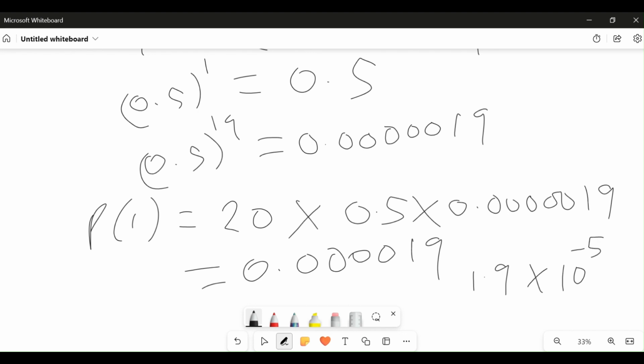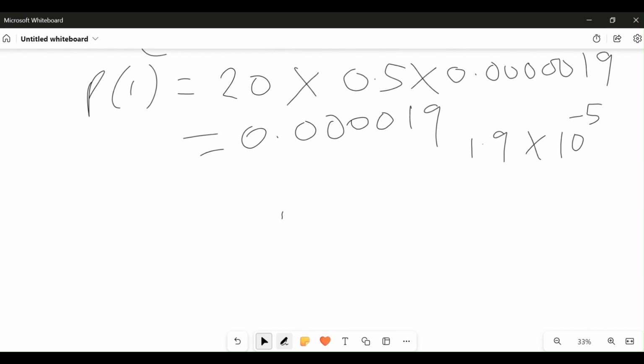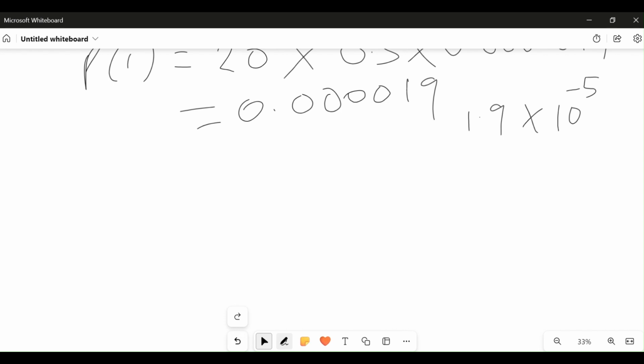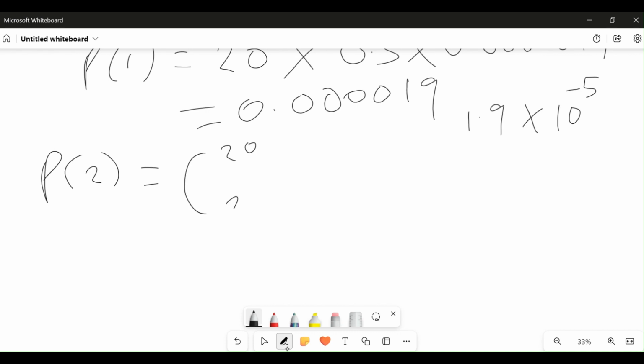Okay? So now that we have found that, the next thing we are going to find is the probability that only two of them take Post 101. So that will be the probability of 2. So P of 2 here will now be what? 20 combination 2, 0.5 probability of success raised to power 2.